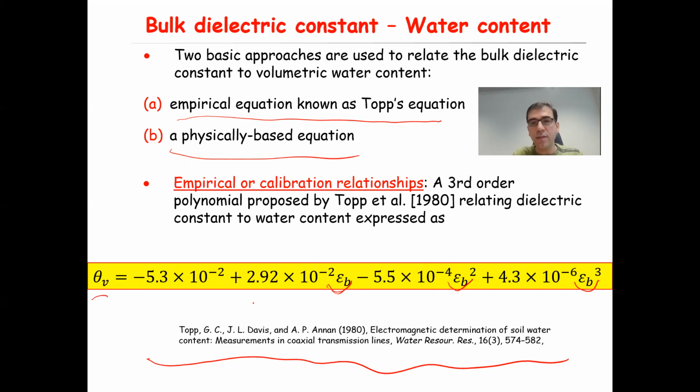And so yeah, it's relatively straightforward to use that. You measure the dielectric constant, you plug it in this equation, you get the water content, and that is called the empirical equation, known as the Topp equation, to calculate water content based on TDR measurement.